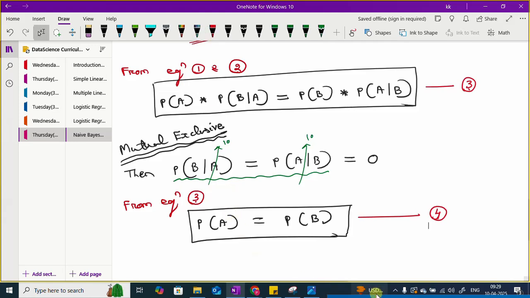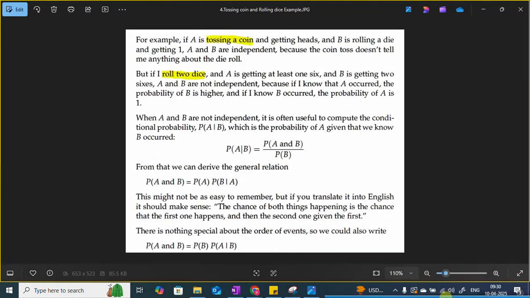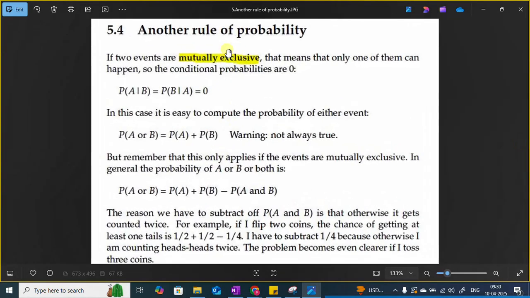If not, let me go back to my PPT. Yeah, you can see. So I was telling this is the formula and we know this one. So from this, can I derive this one? Probability of A and B is equal to probability of B into probability of A given B. Another rule of probability: if two events are mutually exclusive, that means only one of them can happen, so the conditional probability will be 0. So probability of A given B is equal to probability of B given A is equal to 0.